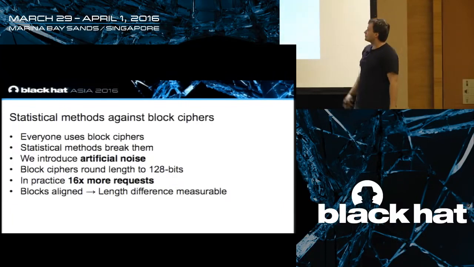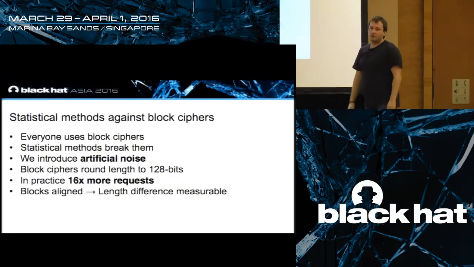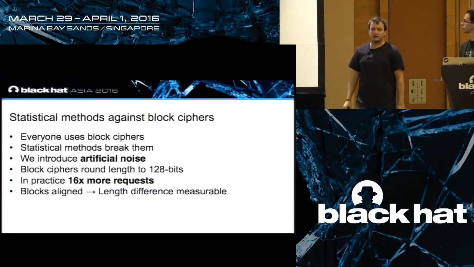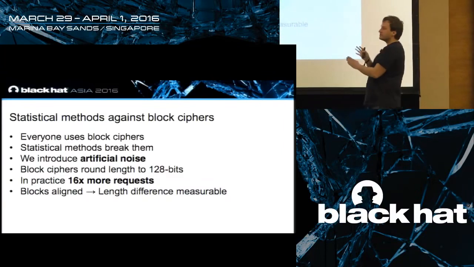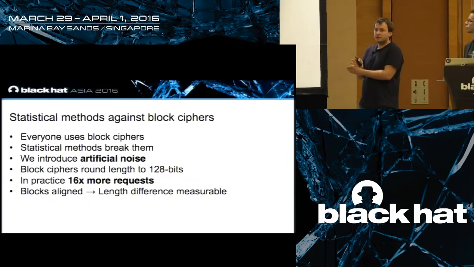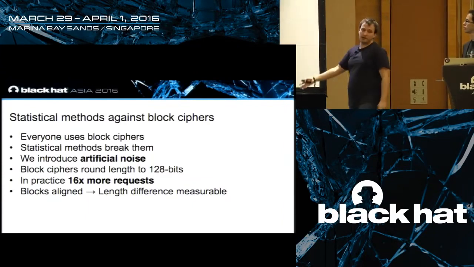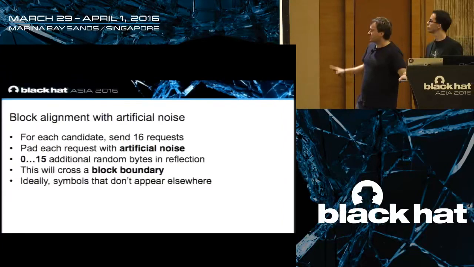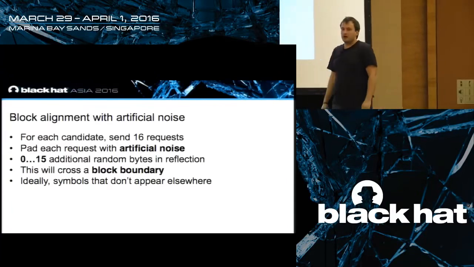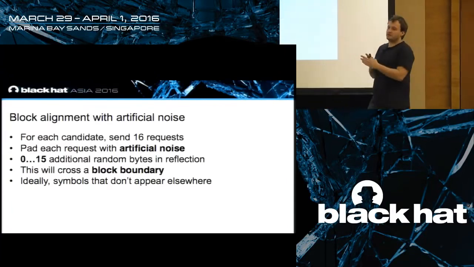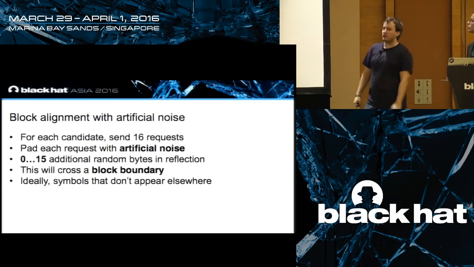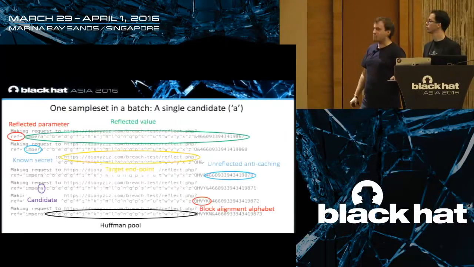Right, so how do we do this specifically for block ciphers? Well, it's actually quite simple. What we do is we perform 16 requests per candidate symbol instead of just one. And in each of these requests, we add some padding in the reflection value. And this results in sometimes blocks being aligned. Right? And so I'll show it to you in a bit in a diagram. So we introduce some artificial noise. And that artificial noise is basically just some random characters that are added to the reflection, and this causes the ciphertext to either cross or not cross a boundary.